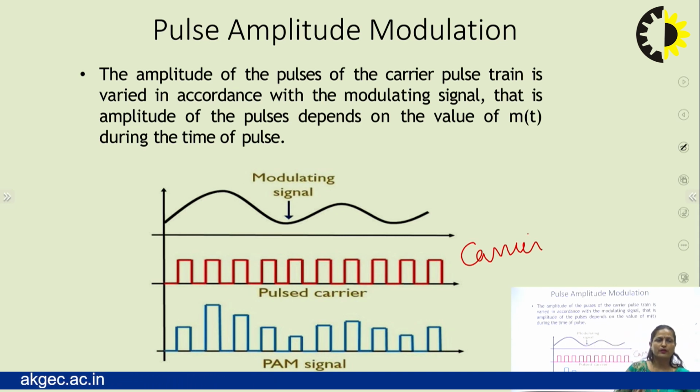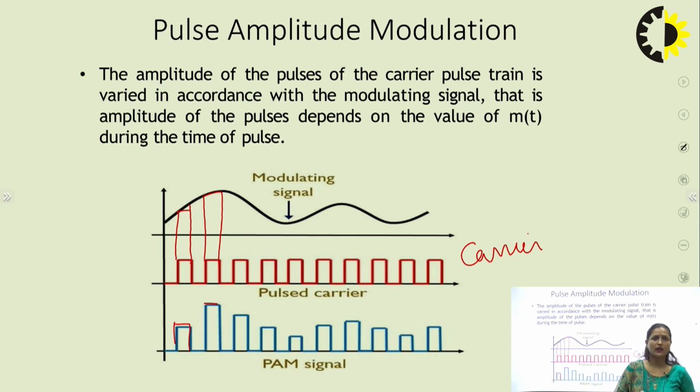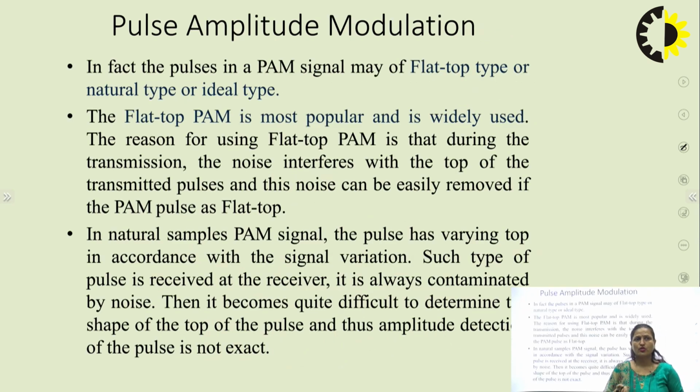That is, the amplitude of the pulse depends on the value of m(t) during the time. It means at this time duration, what is the amplitude of your message signal? And it is taking the lower value of the amplitude, right? So this lower value. At this time interval, what is the value of your message signal? This one. So in this way, we will convert our message signal into a pulse amplitude signal. So how can it be done?